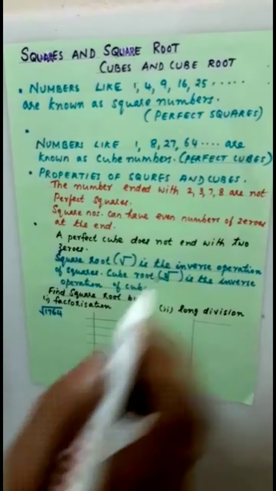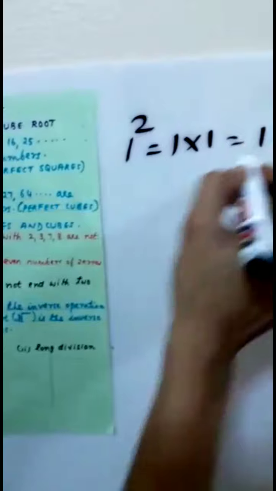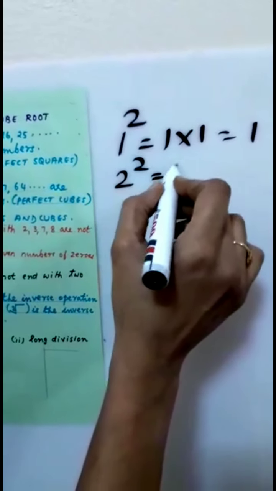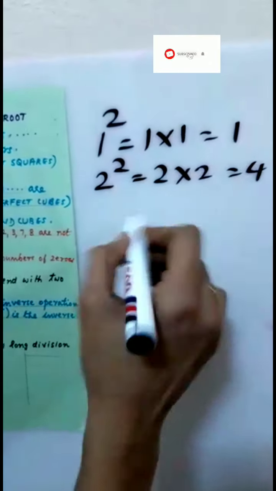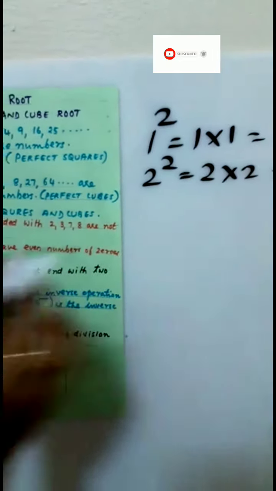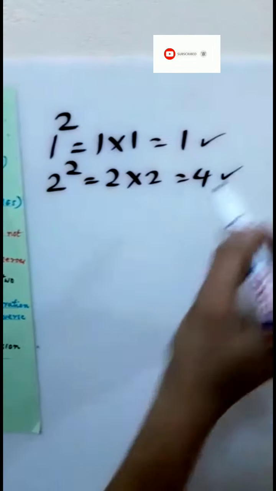It means the number multiplied 2 times. Square number means 1 into 1, which is 1. 2 square is 2 into 2, which is 4. We can continue like this. So all these answers we are calling perfect squares.